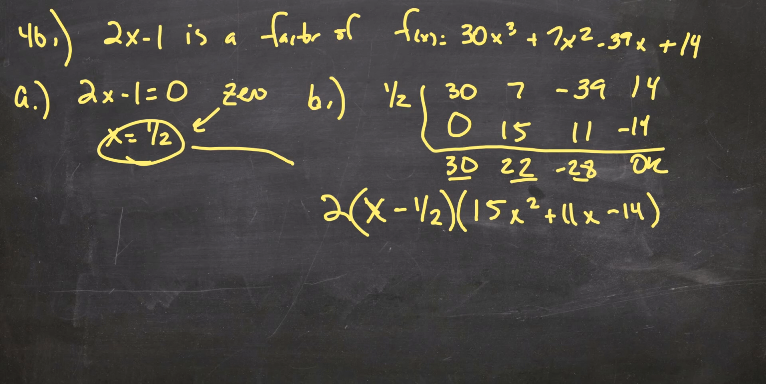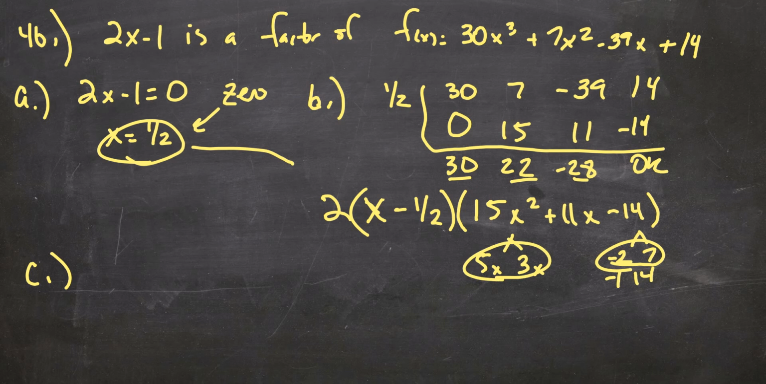So if C says you're going to factor that, well, I'm going to factor 15x into 5x and 3x. I could also use 1x and 15x, but I don't think that's going to work. And I'm going to use negative 2 and 7, or negative 1 and 14. I'm going to try negative 2 and 7, and 5x and 3x. So I'm going to put 2x minus 1.